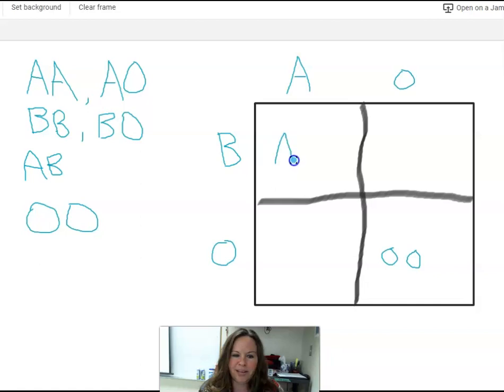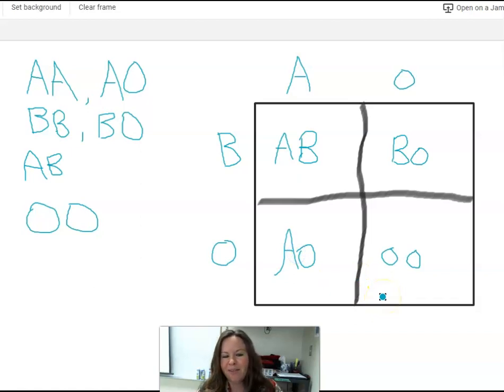And if I fill in the rest of my squares, here's my AB, my codominant condition. And then BO, so that one will have type B blood. And then this one will have type O, or excuse me, A. So literally in this family, they could have kids of all the blood types, type AB, type B, type A, and type O. How interesting would that be?